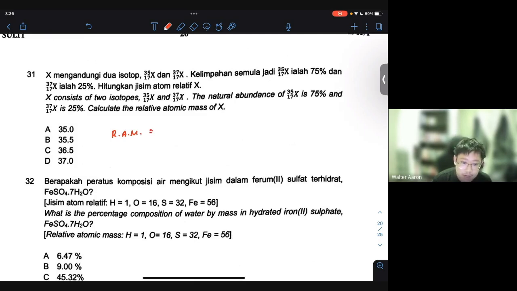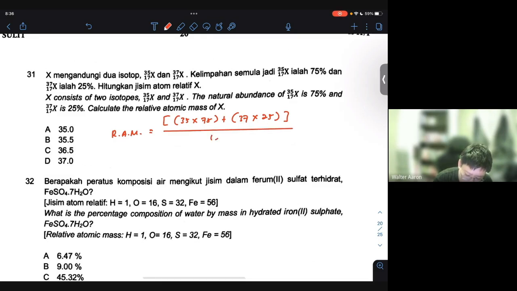Relative atomic mass: on average, if you take into account all isotopes, you just take the mass of isotope X-35, multiply by its relative abundance, and the same thing for X-37. I keep saying chlorine because I know it's chlorine, sorry. Then you multiply by the relative abundance, draw a straight line across, and divide by 100. You're supposed to get 35.5 as the RAM. So the answer for number 31 is technically B.